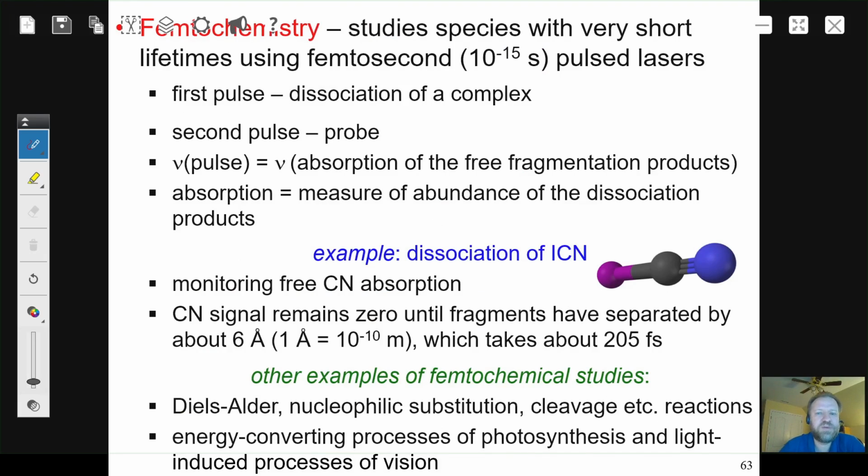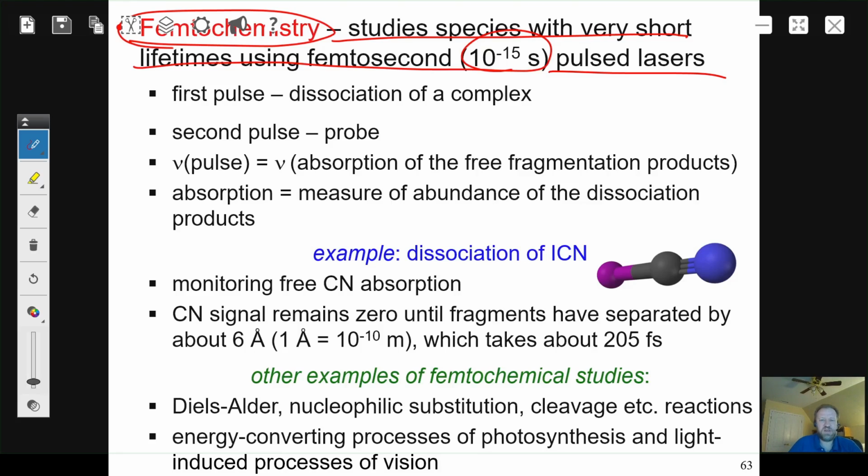Now, an example of an activated complex that we can consider comes from so-called femtochemistry. It is basically the study of species with very short lifetimes using femtosecond pulse lasers, femto, remember, 10 to the power of minus 15 seconds. It was pioneered by, I think, Egyptian-American scientist Ahmed Zewail, who actually received the Nobel Prize for it.